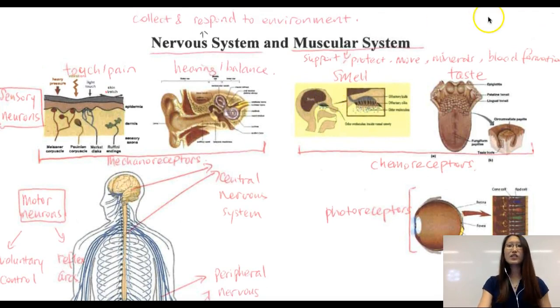Now let's talk about the muscular system. The muscular system allows our body to have support and protection, and allows us to move around. It allows the storage of minerals in the bones, for example, and in the muscles, actually, blood formation as well.